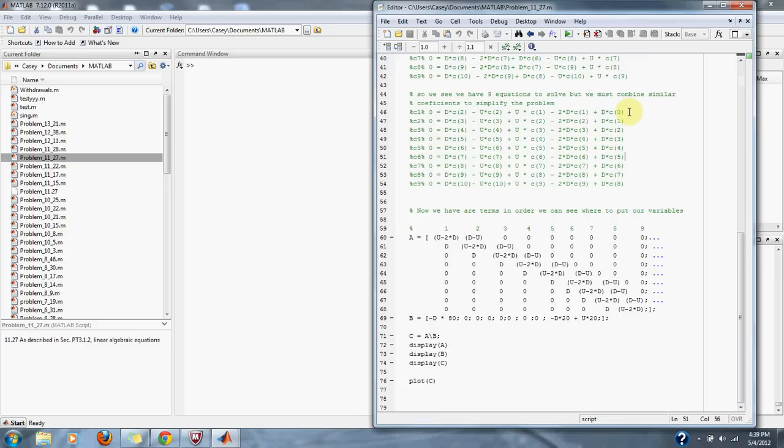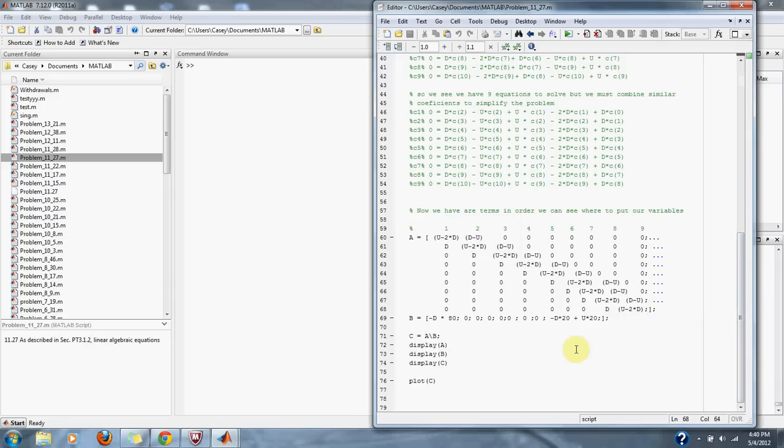And then we know what d sub 0 is equal to, so we will put that into our B matrix over here. And then we simply set up the remaining rows in the same fashion until we create our entire matrix.